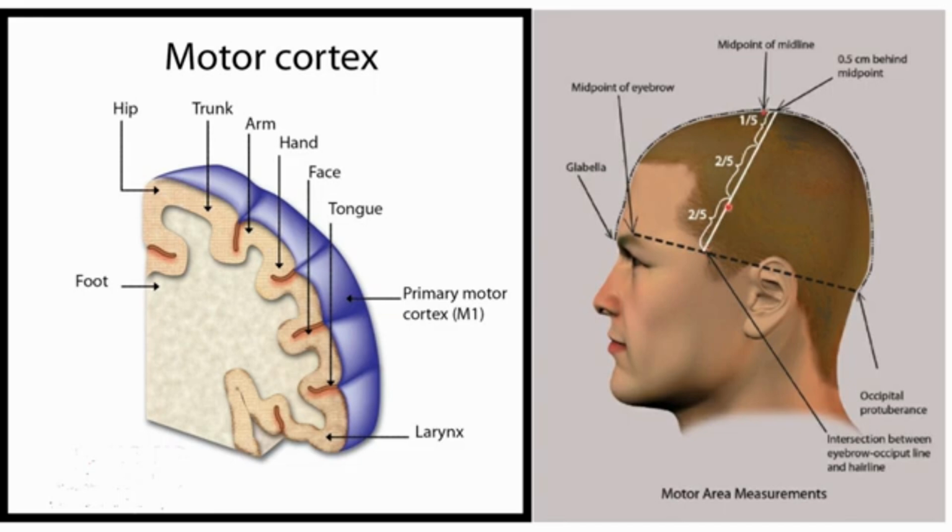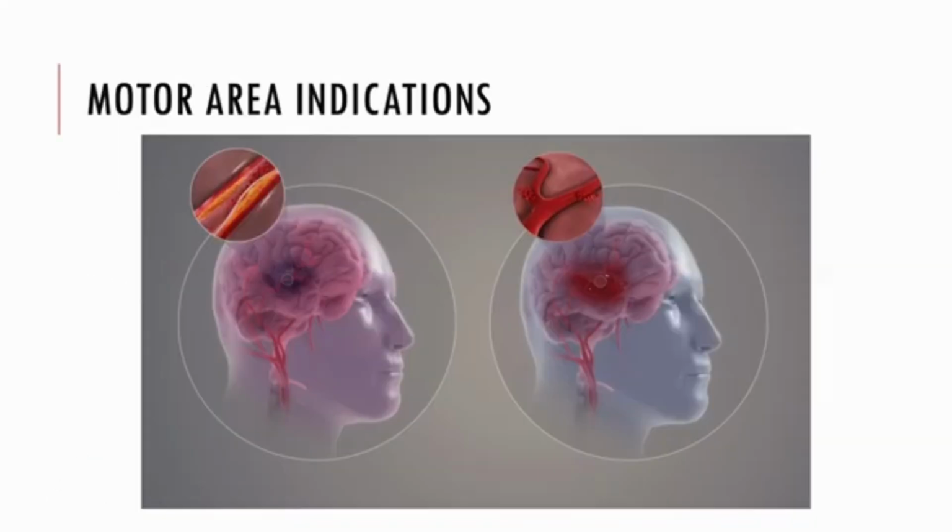These areas are used to affect the contralateral side of the body. The direction of needling is usually from the upper part of the area downward, penetrating the entire area. Motor area indications.